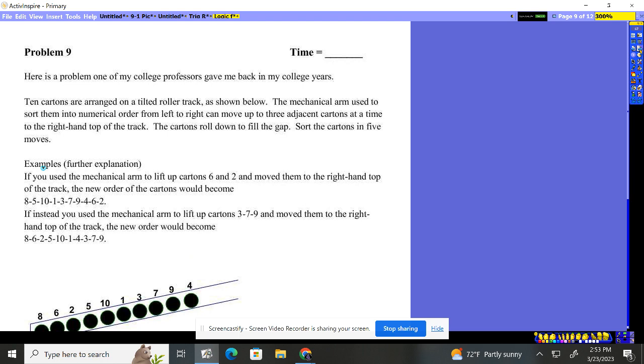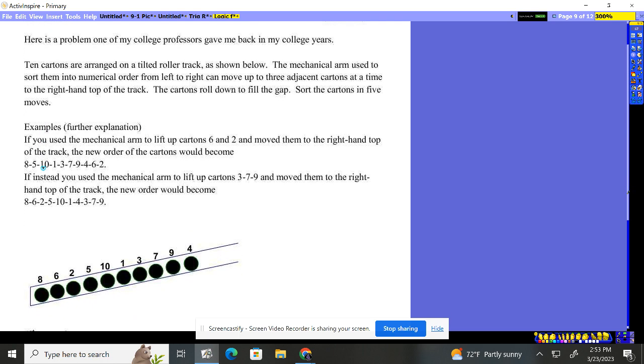Number 9. Now, this guy's a doozy. This guy is really difficult to sort of follow. But we have 10 cartons here. And they go in the order 8, 6, 2, 5, 10, 1, 3, 7, 9, 4. So I want to pick up, and in 5 moves, I can pick up a bunch of cartons. Now, the mechanical arm can only pick up 3 at a time. It doesn't have to pick up 3, but it usually picks up 3.